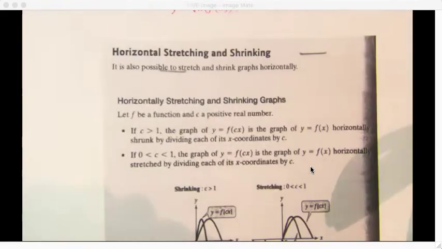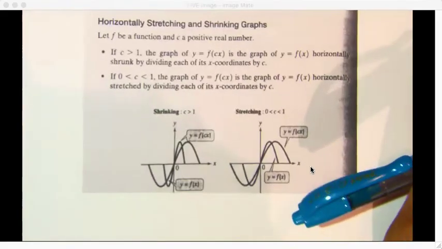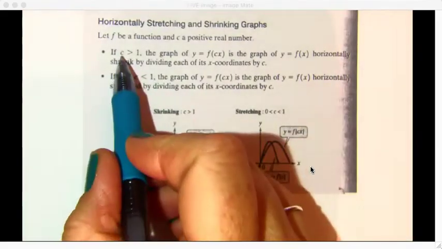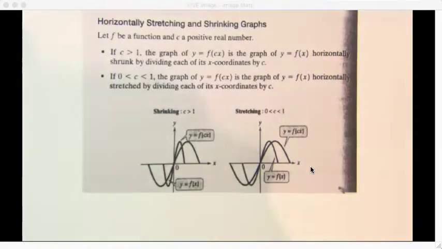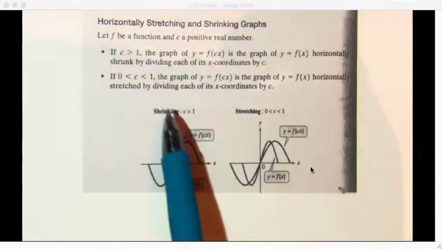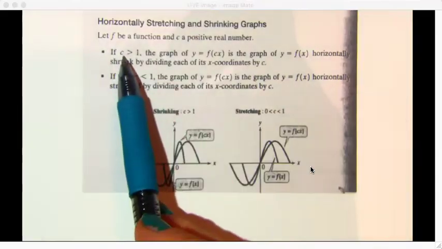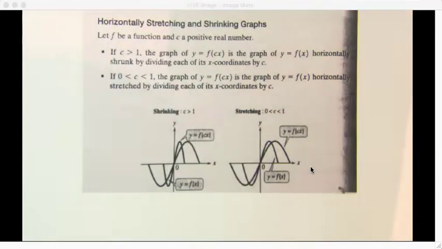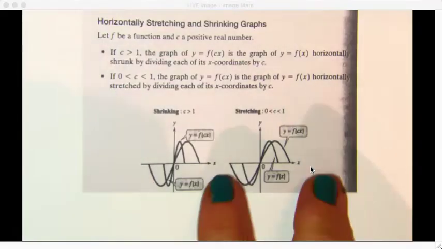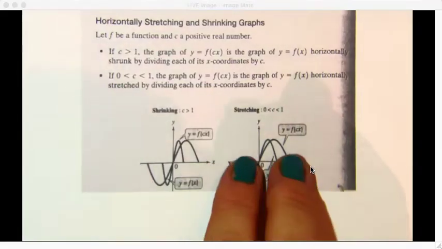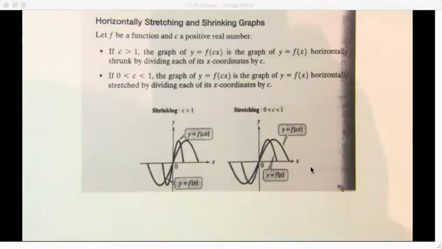Horizontal stretching and shrinking is also kind of the opposite of what you would think. If the absolute value of your C value is greater than 1, then this is going to be a shrinking of our graph. It's actually going to get tighter or smaller. If you have a C value between 0 and 1, so a fraction or a decimal, then it's actually going to be stretching and getting longer.